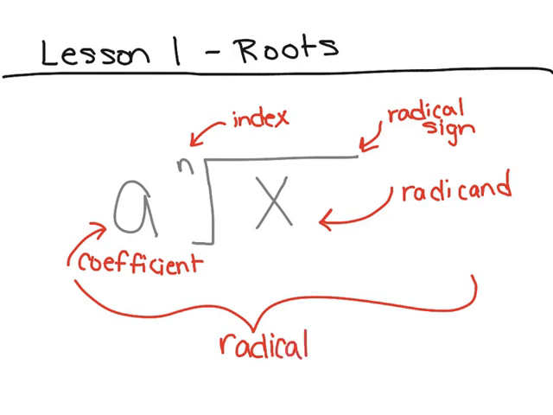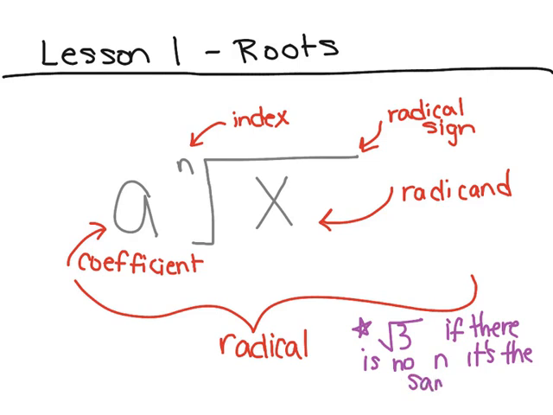So one thing that I want you to make a note of on the side right now is sometimes you'll have a root, like the root of 3, and there'll be no n value. If there's no n, it's the same as 2. So just make that quick little note, because we already know that it's a square root, so square means 2.